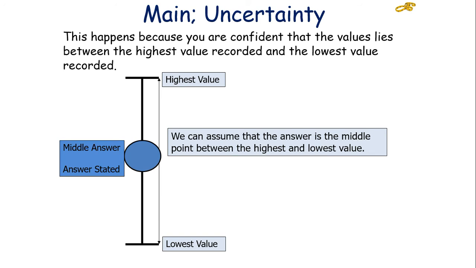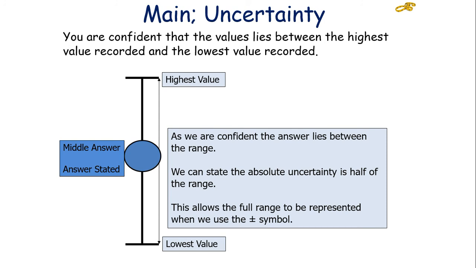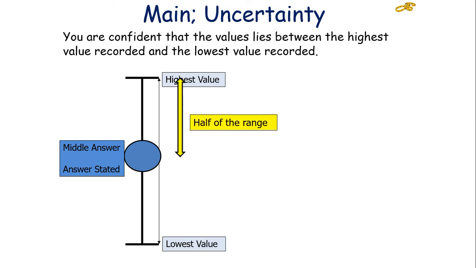So we can assume that the answer is the middle point between the highest and lowest value, and so you're confident the answer lies in that range and allows you to represent this with a plus or minus symbol. So it's going to be half of the range recorded.